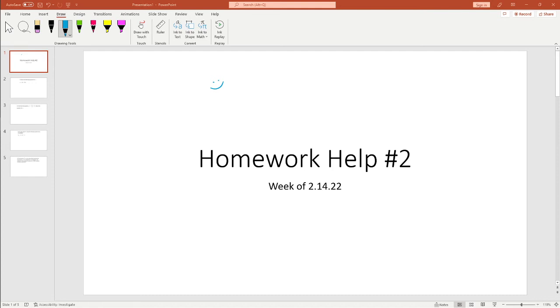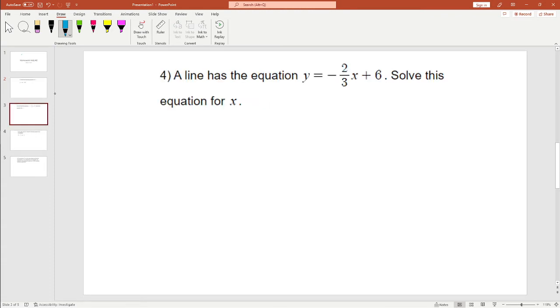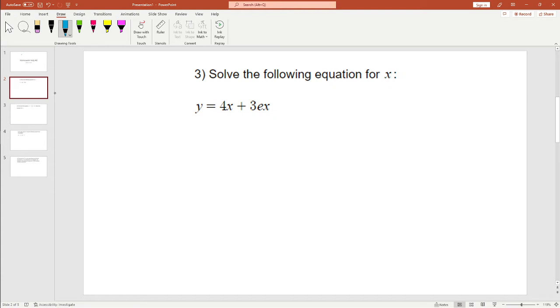All right, so we got week 2, homework help number 2. I'm noticing a theme here that you guys don't remember how to solve literal equations. And when I say that, I mean if we have some kind of equation like we see here, a lot of different variables, but I only want to solve this for x. So I'm just going to pretend that every other value here is not a variable at all, and I'm just going to pretend that it's a number. Although this one's a little tricky.